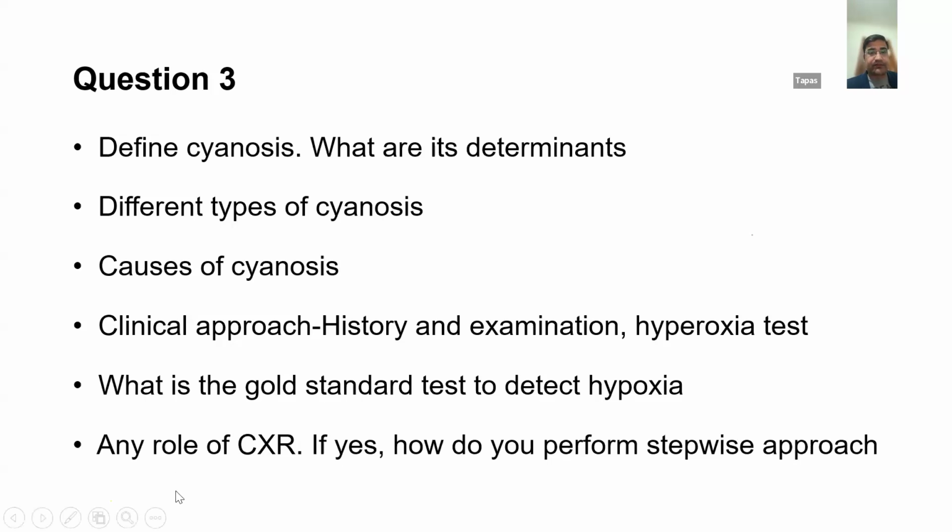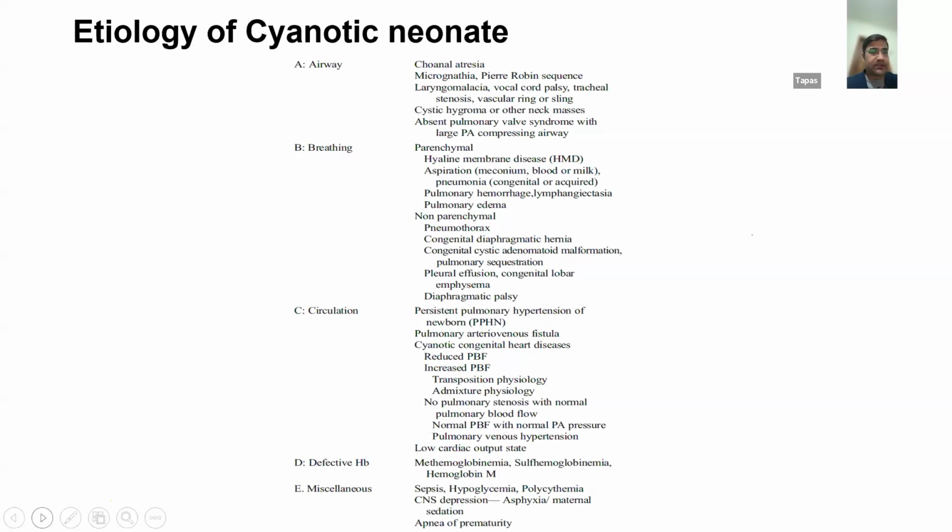So what are the causes of cyanosis? Dr. Yusuf, you can go to the next slide. Yes, I think the font is very small.